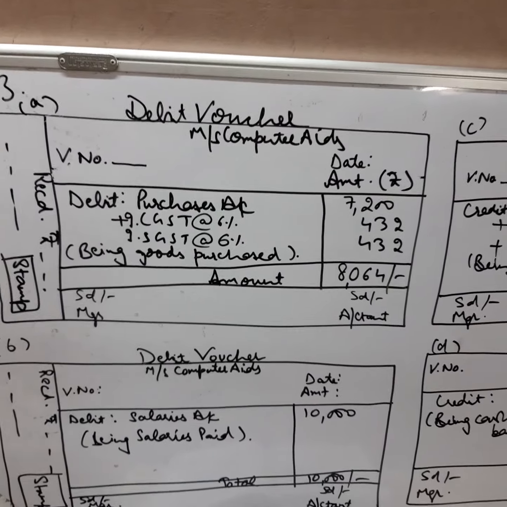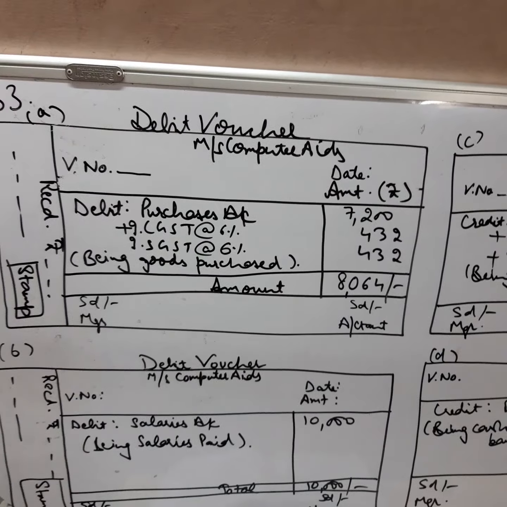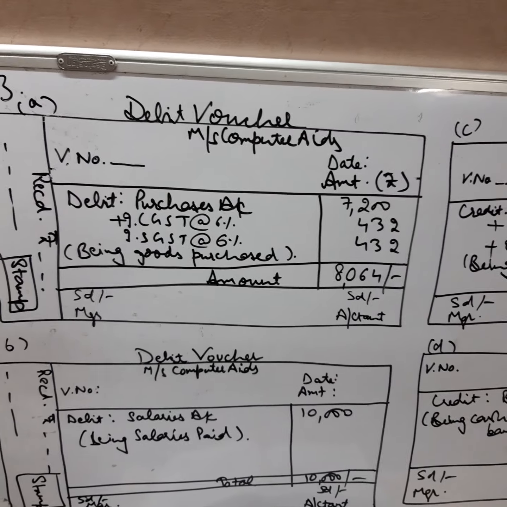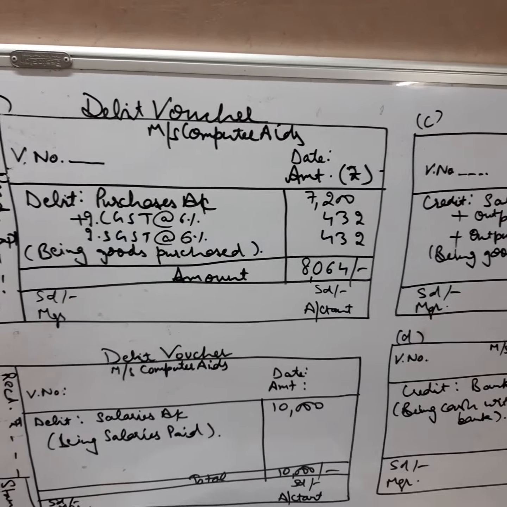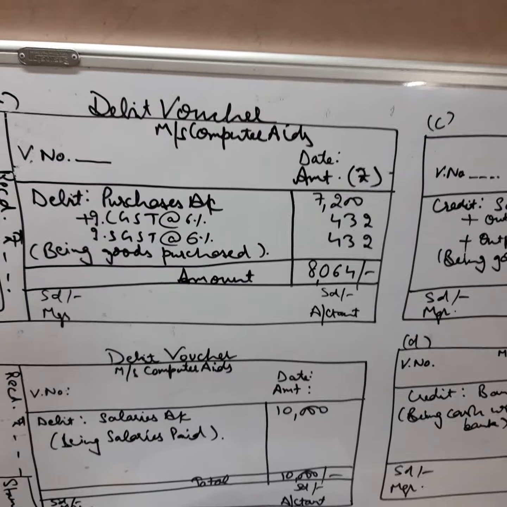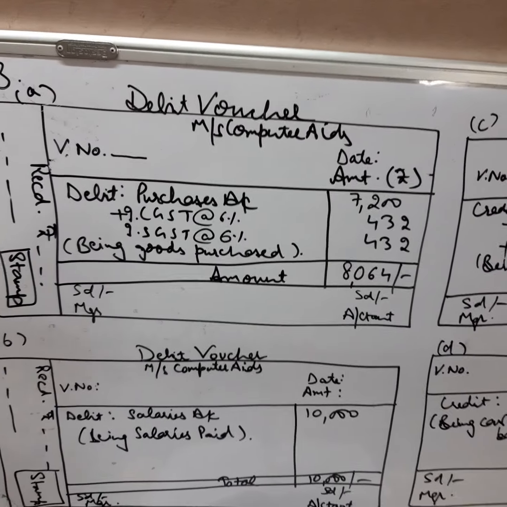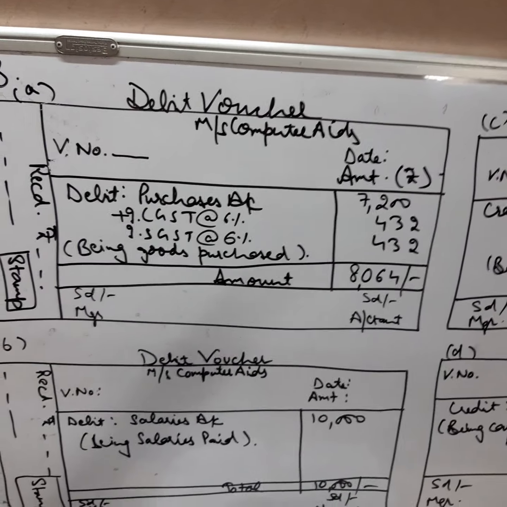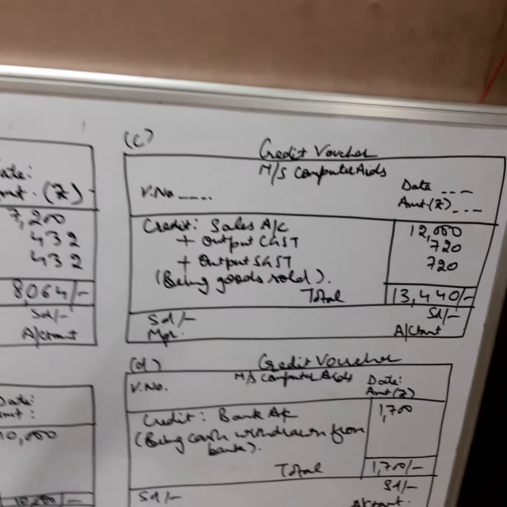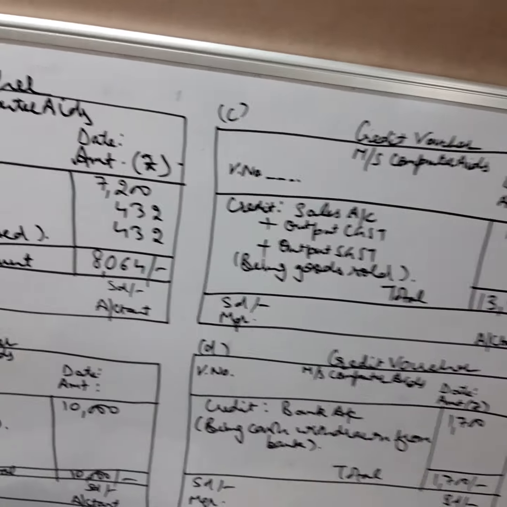In the last video, I told you how to prepare debit voucher and credit voucher. We discussed types of vouchers. Under cash vouchers, we prepare two types of vouchers: one is debit voucher and the other one is credit voucher.